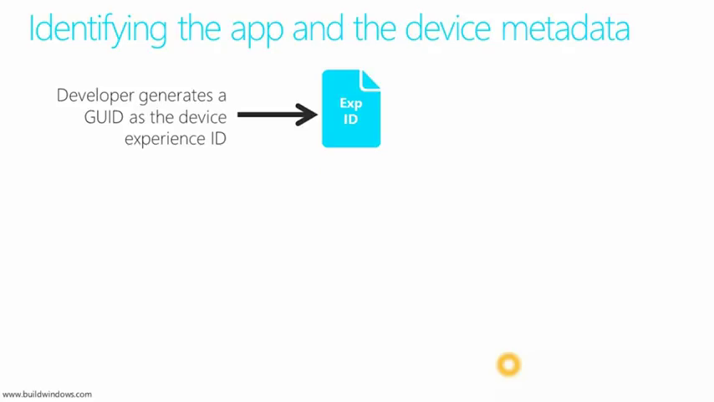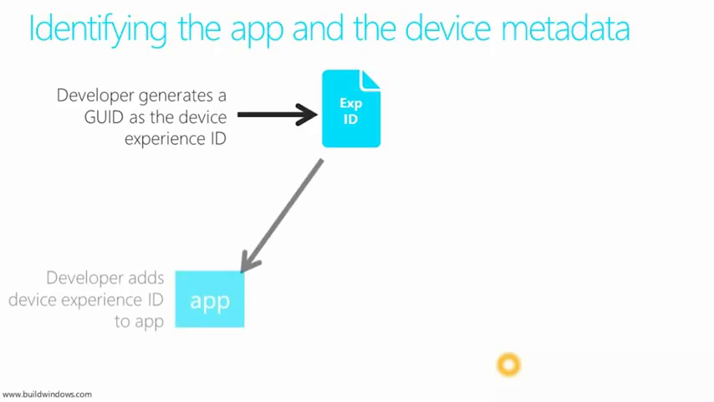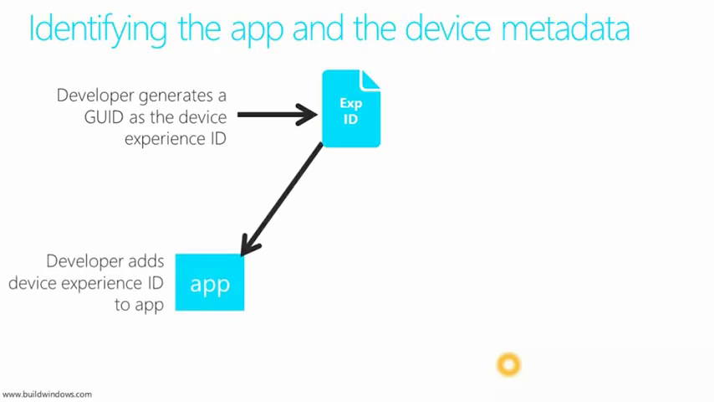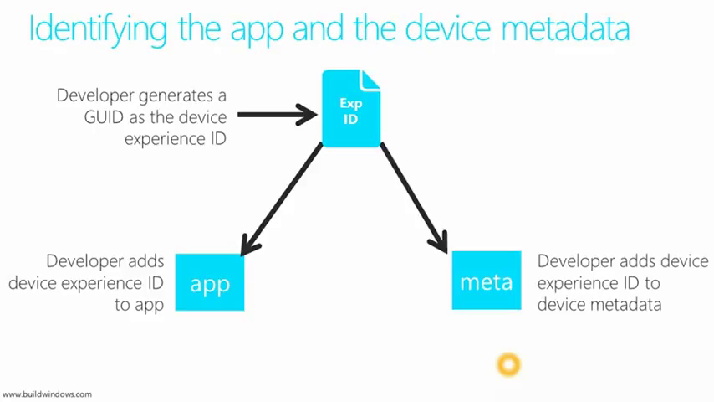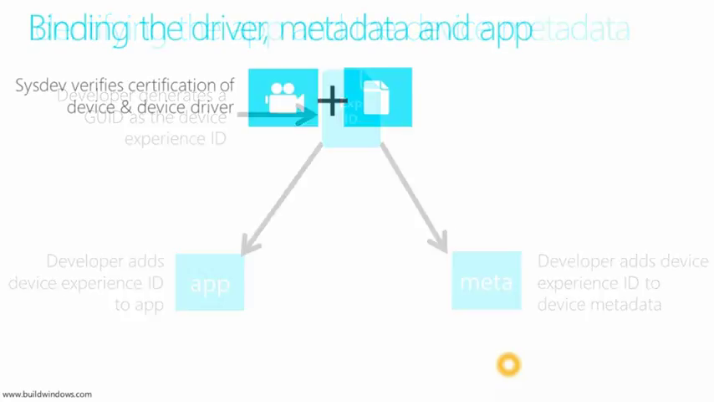Now, how do you connect the app and the metadata? This is done with an Experience ID. You generate an Experience ID, which is actually generated for you via the device metadata wizard. You add that Experience ID to the app package. The Experience ID is added to the metadata, and those two things are now linked together, and they allow for the binding to take place.